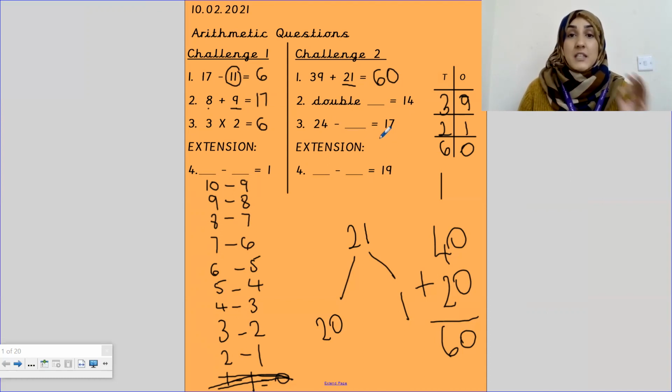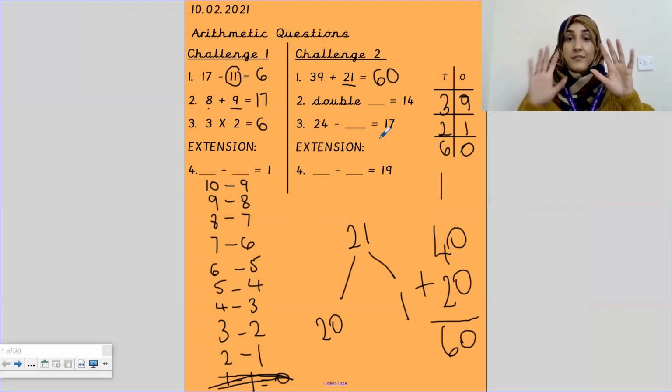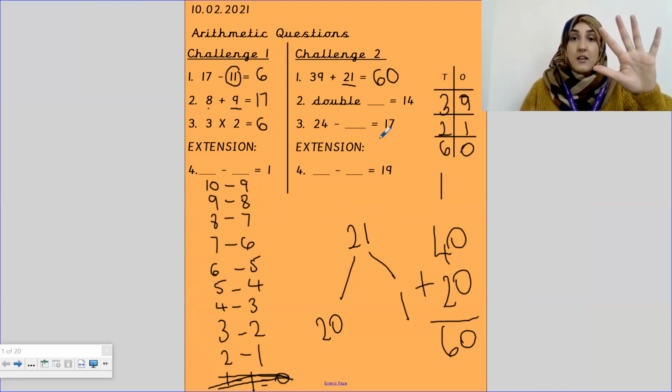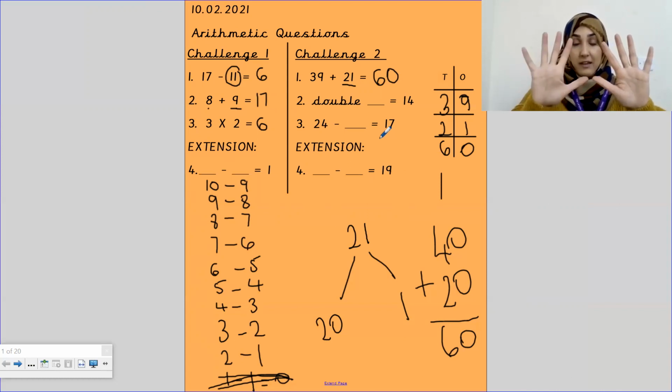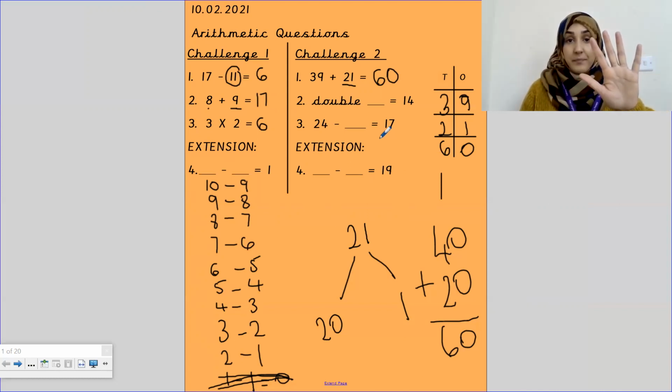Another way that we could figure that out is to count in our twos. When it says double something or twice as much, our two times table is always twice the amount. So we could count on our fingers how many lots of two it takes to get up to 14. So 2, 4, 6, 8, 10, which is true because double 5 is 10.